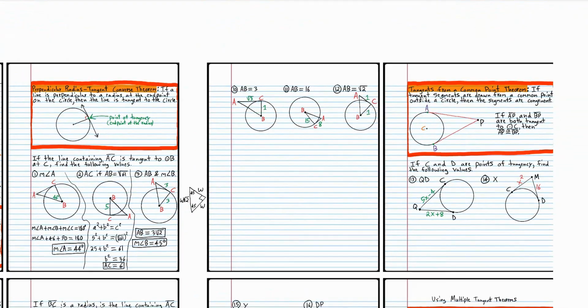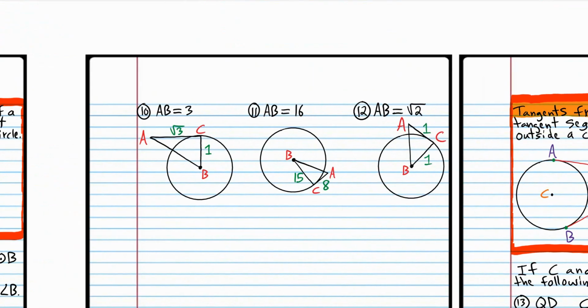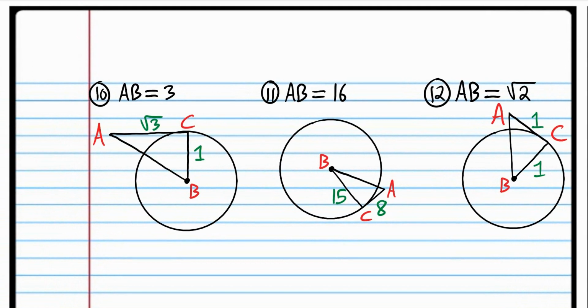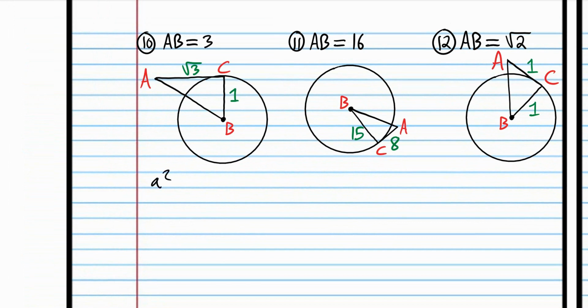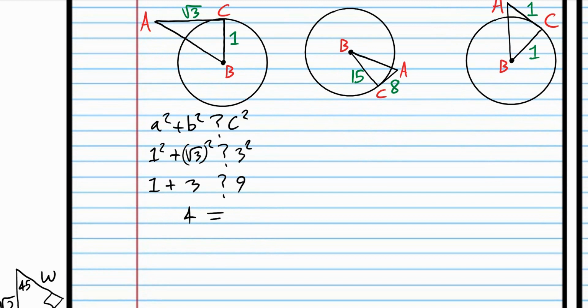Now it's time for you to try some of those problems. Try number 10, and when you come back, we'll do it together. All right, we're back. So again, we're going to see if this Pythagorean relation works. We have 1 squared plus root 3 squared is possibly equal to c squared. And we have 4 is definitely not equal to 9. So the answer is no on that one. So if you said no, good job.